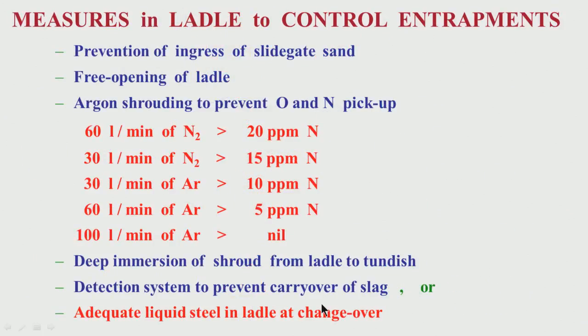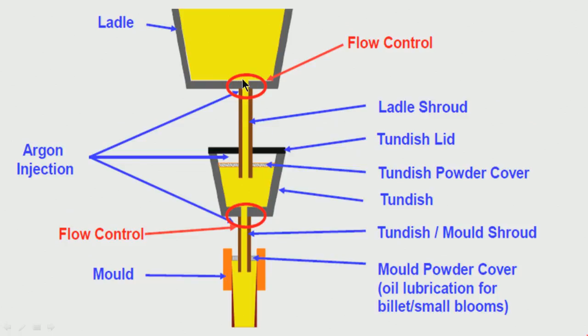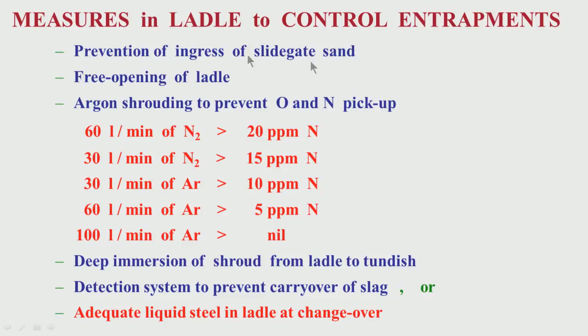Then I had talked about what can be done in the ladle. I have mentioned that at the bottom of the ladle, when you are pouring or when you are doing a lot of secondary refining, the bottom exit has to be closed. So, how is it done? It is done with the help of slide gate sand, because when you open the slide gate, this sand also comes down. So, we have to be careful. This sand is a source of exogenous entrapment again.